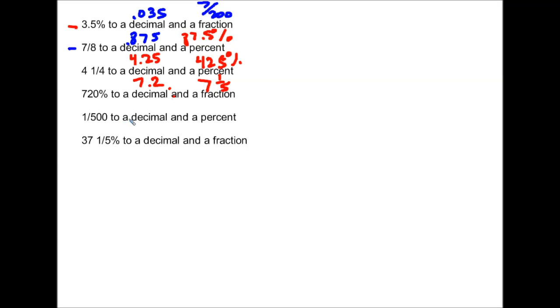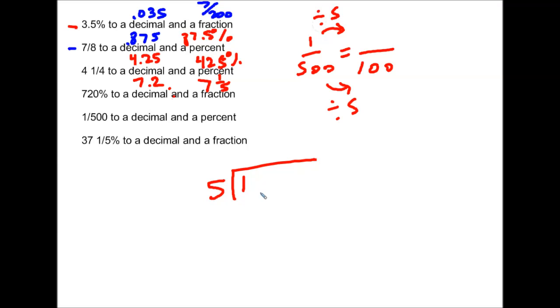Now, 1 over 500. This fraction, 1/500th, to a decimal and to a percent. So for 1 over 500, I need to change that to something over 100. Well, this is easy to do because I just divide this by 5. So in order to get this numerator, I need to divide 1 by 5. I put a decimal, some zeros. 5 goes into 1 0 times. 5 goes into 10 2 times, and I'm done. It's 0.2. So that looks like it's 0.2%.